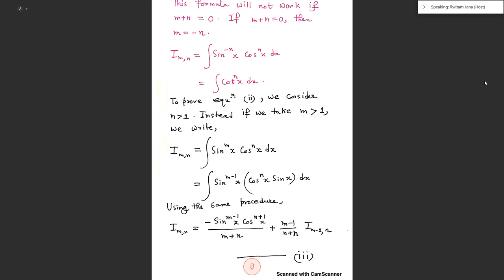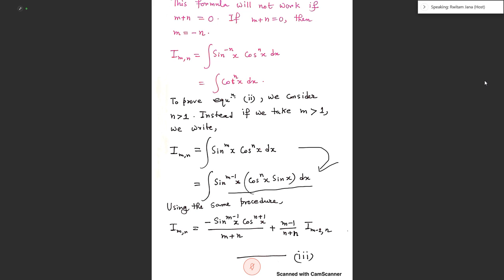You can see I can write this part to this part. Now you have to take sine to the power m minus 1x as the first function and cos to the power nx sin x as the second function. And now you have to use integration by parts, as I have used previously, taking sine to the power m minus 1x as the first function and cos to the power nx sin x as the second function.